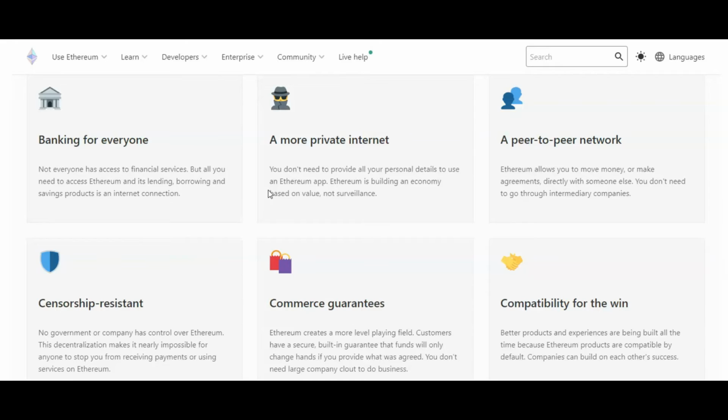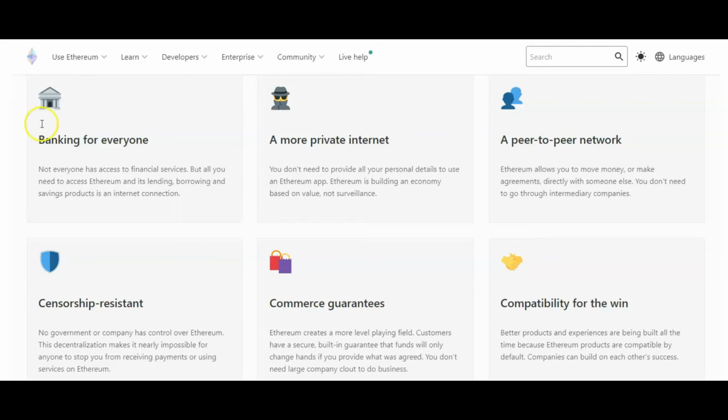Okay, so it's more private. You don't need to provide all your personal details to use an Ethereum app. Ethereum is built on an economy-based value, and there's no surveillance. Okay, so it's a peer-to-peer network. Ethereum allows you to move money or make agreements directly with someone. You don't need to go through an intermediary company.